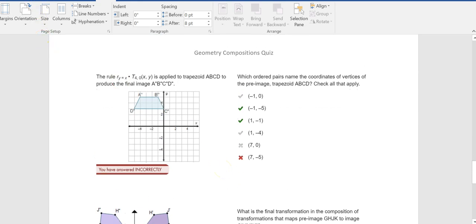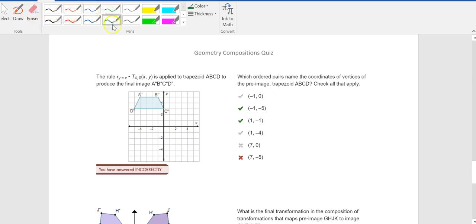Okay. On the next question here, it says, which ordered pair names the coordinates of the vertices of the pre-image of the triangle ABC? So this would be what the values are after it's gone through the transformation. So there's a couple ways that you can do this. You can work backwards.